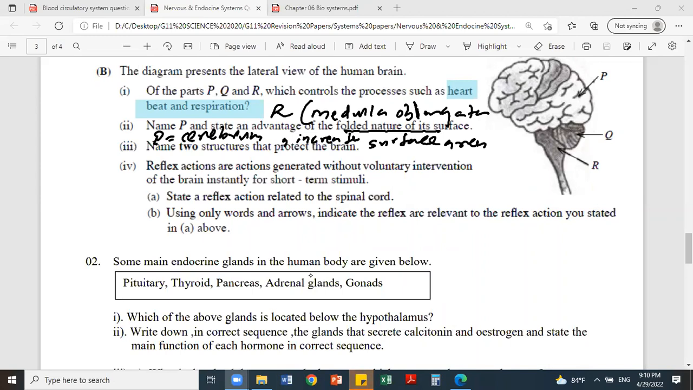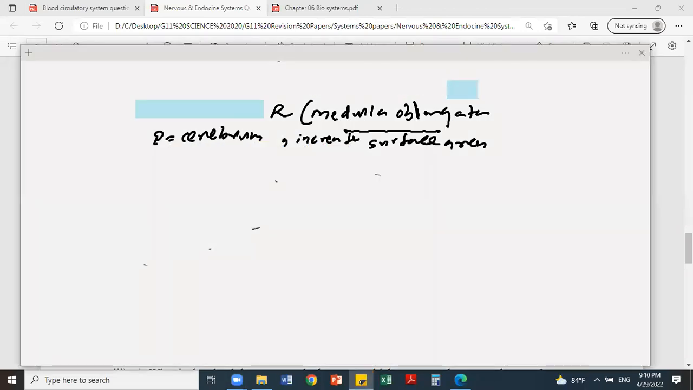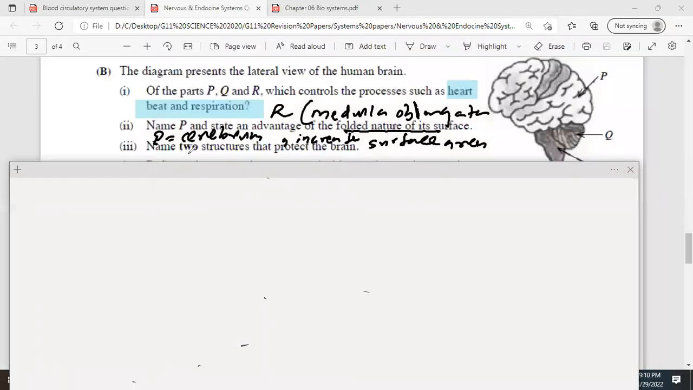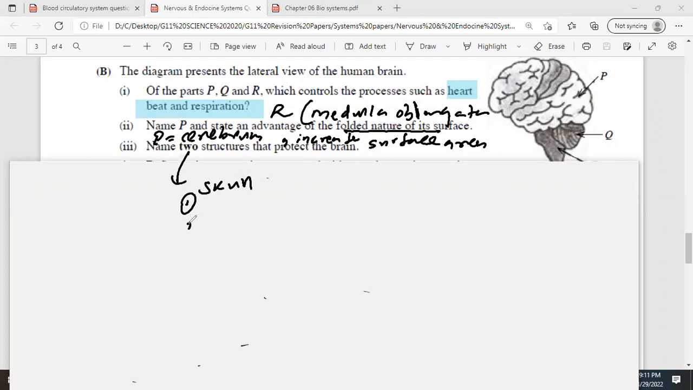Cerebrospinal fluid. And the skull. Two structures. Yes, what else? There are 3. So look at this. One part will be the skull here. So there are two structures that protect the brain. One is the skull. The other one? One will be the skull. The other one, meninges.